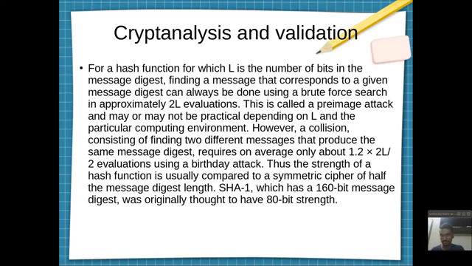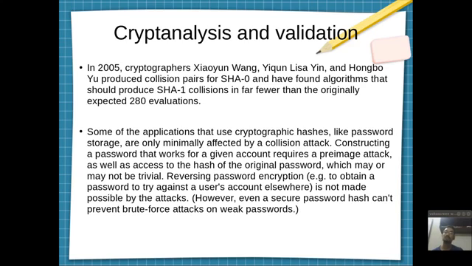I'll tell you what cryptanalysis and validation is. This hash function for which L is the number of bits in the message digest. Finding a message that corresponds to a given message digest can always be done using brute force search, in about 2^L evaluations. This is called a pre-image attack and may or may not be practical depending on L in a particular computing model. However, a collision, consisting of finding 2 different messages that produce the same message digest, requires an average of about 1.2 × 2^(L/2) evaluations using the birthday attack. Thus, the strength of a hash function is usually compared to a symmetric cipher of half the message digest length. SHA1, which has a 160-bit message digest, was originally thought to have 80 bits of strength. In 2005, cryptographers produced collision pairs for SHA0 and SHA1, and found an algorithm that should produce a SHA1 collision in far fewer than the originally expected 2^80 evaluations.